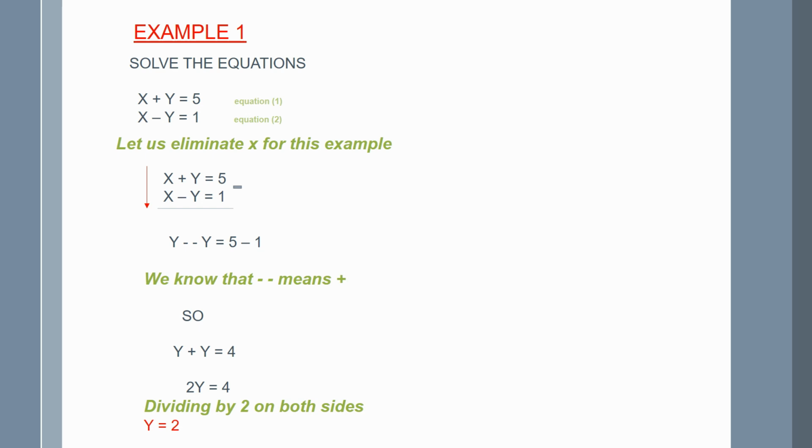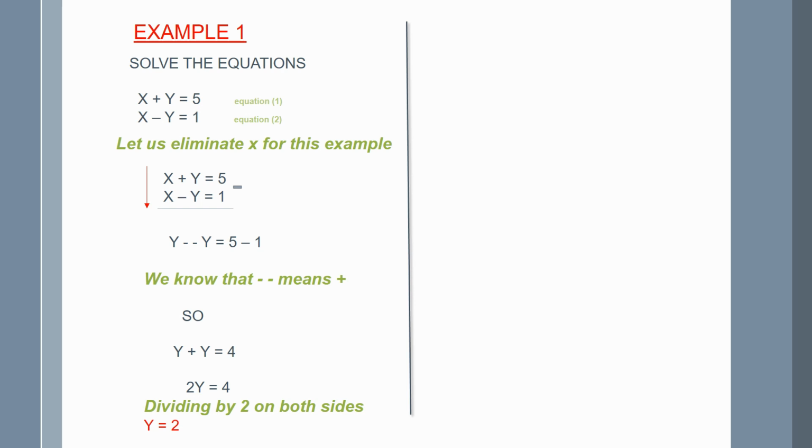So we all know that y take away negative y is like y plus y, which gives us 2y. So 2y is 4, and when we divide by 2 on both sides, y is equal to 2. So easily we have found one of the solutions, and that is y is 2.